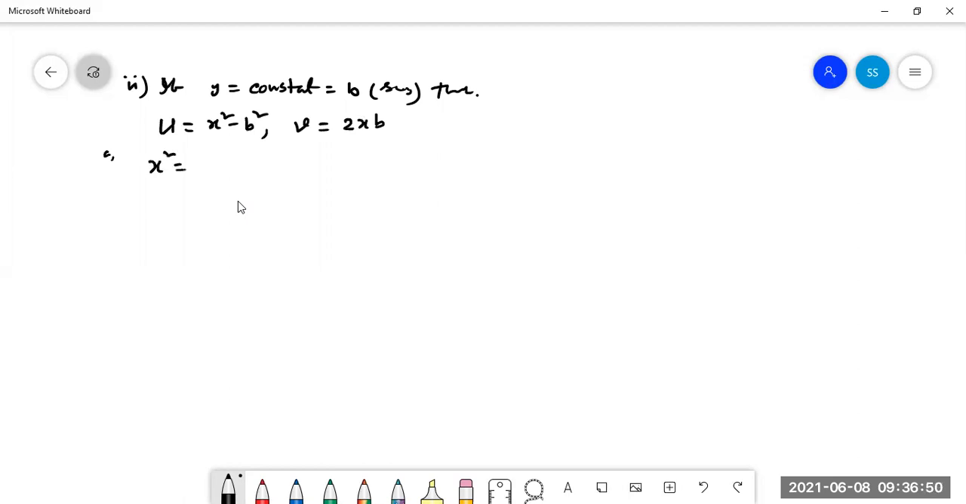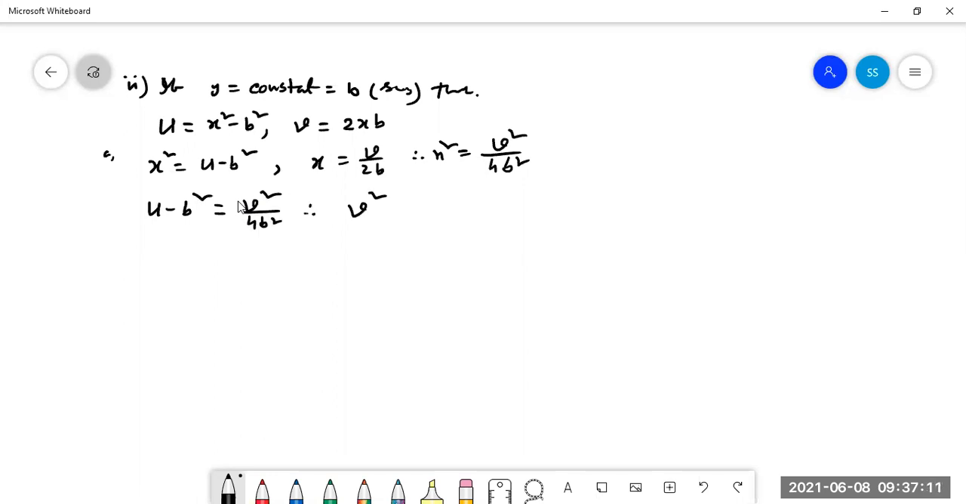So x square equal to u plus b square, and from here x equal to v by 2b. So x square equal to v square by 4b square. So from these two we can write that u plus b square equal to v square by 4b square. So v square equal to 4b square into u plus b square. So which is also a parabola, but this parabola is like this, no?